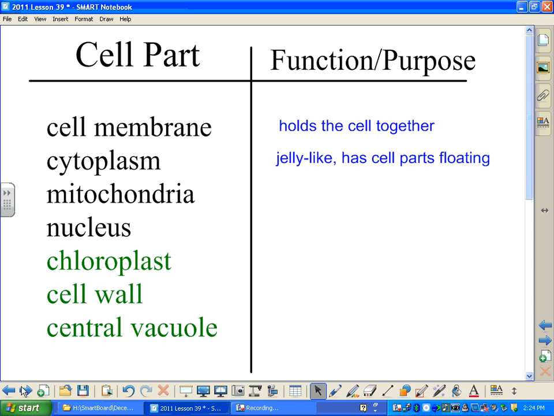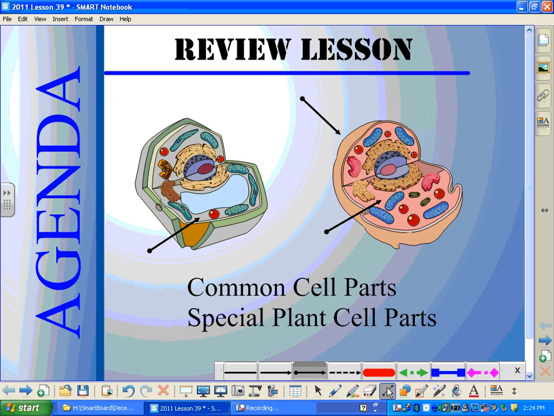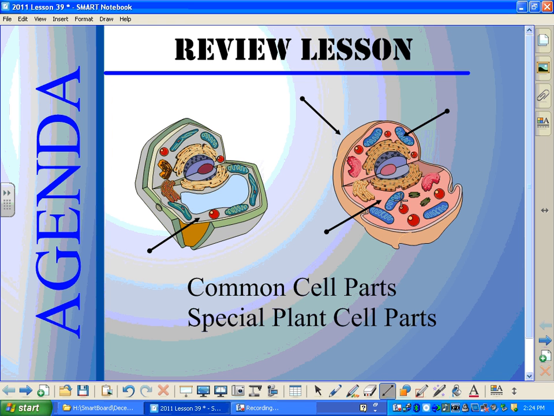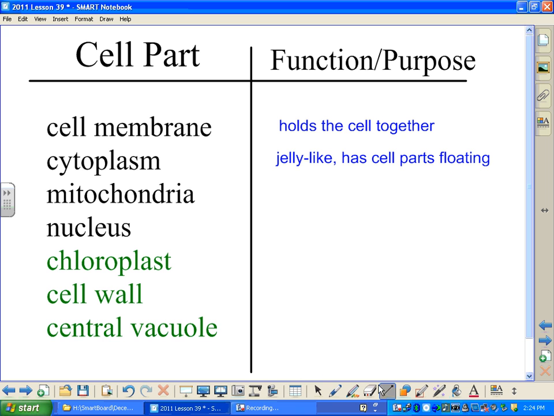Next, we're going to look at the mitochondria. Looking at the mitochondria, here we can see it's the blue structure here in the plant cell, and it's going to be this green structure here, the blue structure in the animal cell and the green structure in the plant cell. This is the mitochondria. Mitochondria is what provides power or energy to the cell.